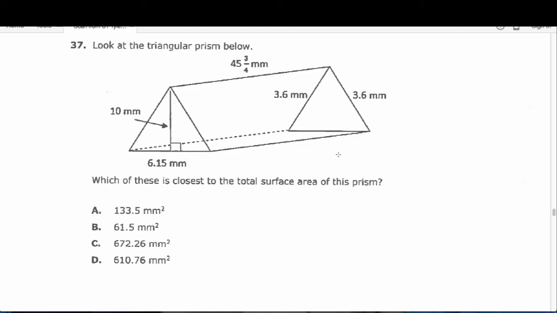Look at the triangular prism below. Which of these is closest to the total surface area of this prism? A. 133.5 millimeters squared. B. 61.5 millimeters squared. C. 672.26 millimeters squared. D. 610.76 millimeters squared.